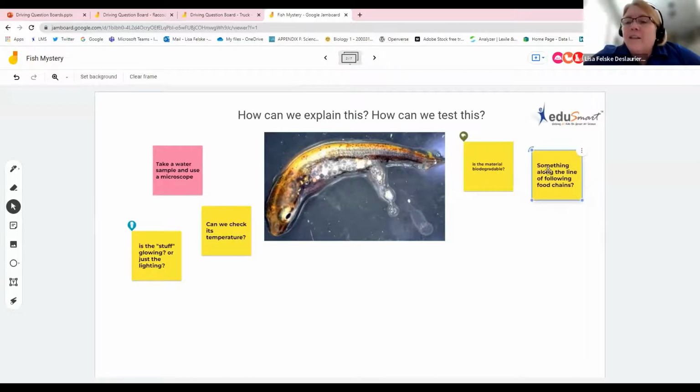Like I said, I liked this idea of something along the line of following a food chain. So how would this get into a food chain? Would that be a good question? Feel free to take my question or statement and copy it. I just want y'all to have a chance to participate.